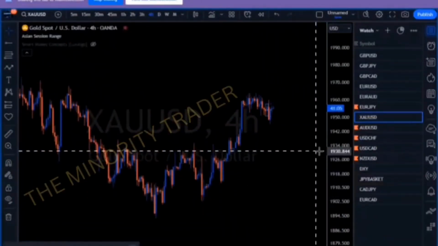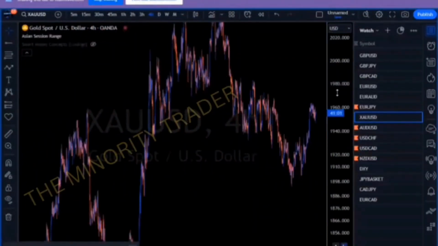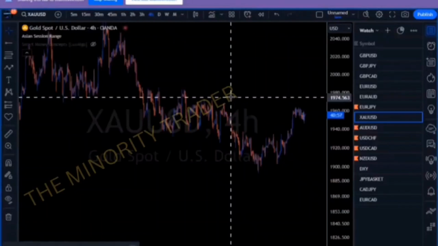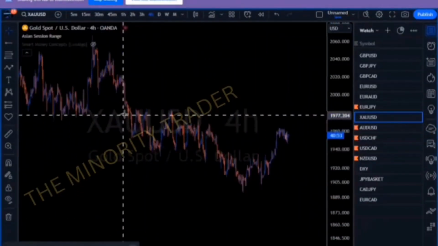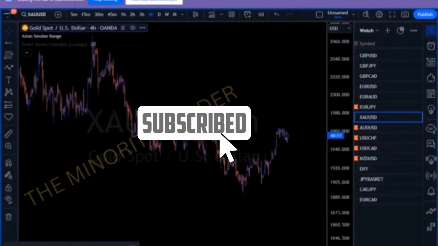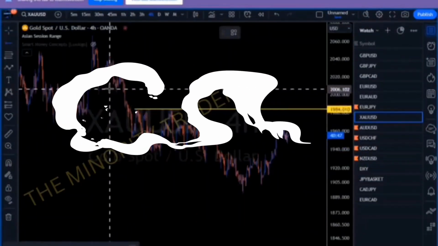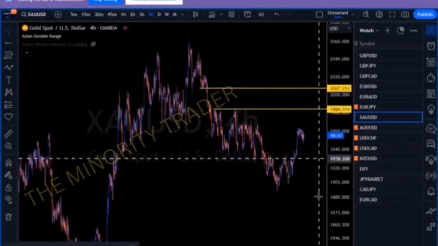I'm looking out for one more push-up, back to these highs here, before we start selling gold. There is liquidity up here, then there is liquidity down here, somewhere up here and somewhere up here. I'm looking for them at least to come back to these highs here.